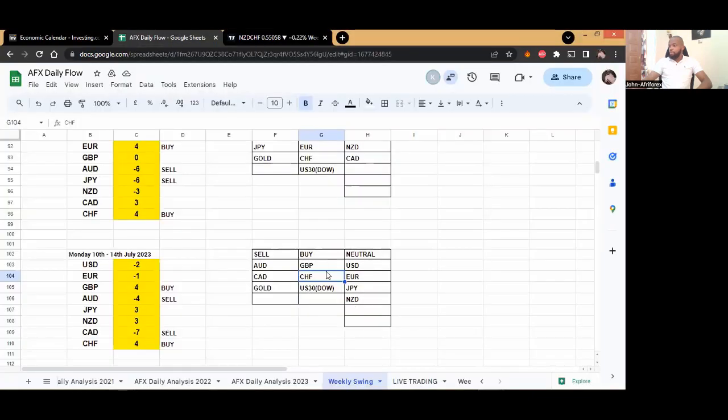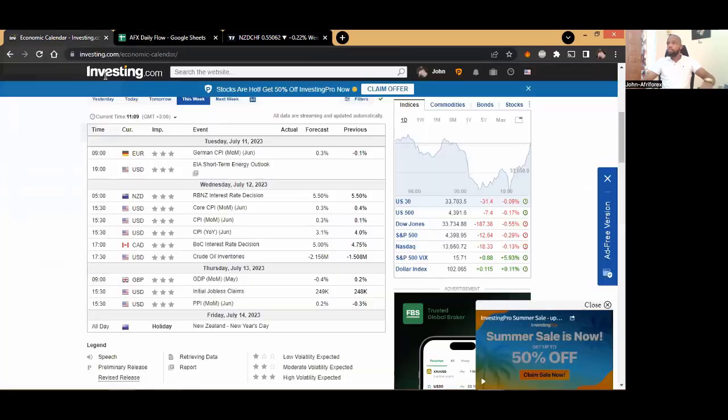So we've mixed and matched up everything on the sell with the neutral, everything on the buy with the neutral, and this is what the plan is going to be looking like for the week. So in terms of fundamentals this week, it seems like Wednesday is going to be a pretty heavy day. Today there isn't much that's happening.